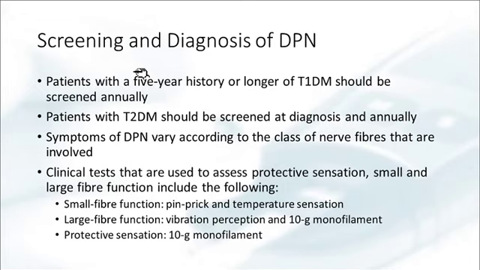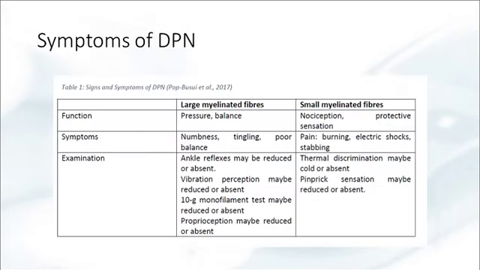Now, you've already covered the foot examination, which covers vibration perception and 10 gram monofilament use, so we're not going to go through that. Instead, what we're going to focus our time on here is the symptoms of diabetic peripheral neuropathy and deciding whether it would be large myelinated fibers or small myelinated fibers.